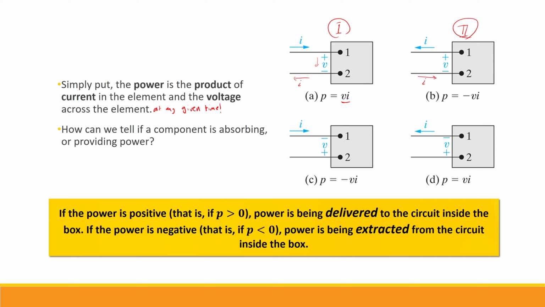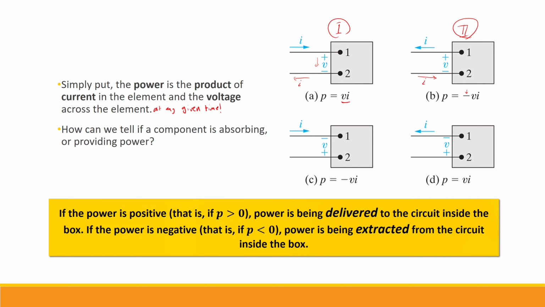So think of it this way. If the head of the arrow is going through the positive, that means that in the equation for the power you don't have any negative sign. If the head of the arrow is going through the negative, then you should have this negative sign that appears in the equation for the power.